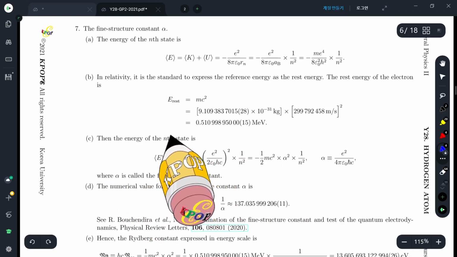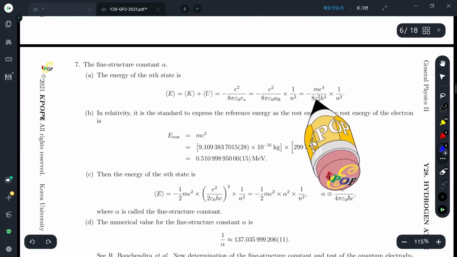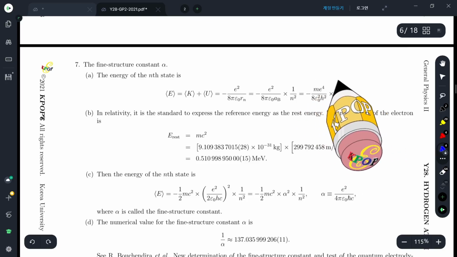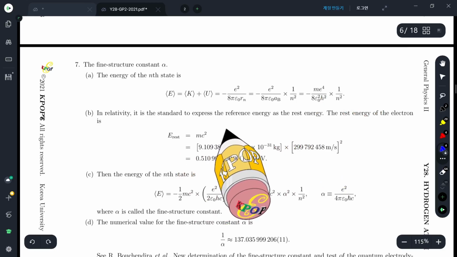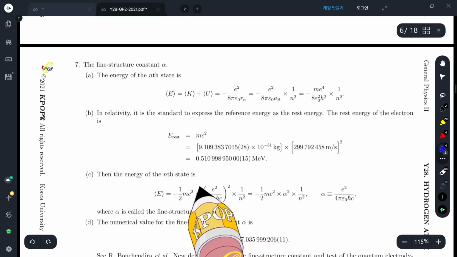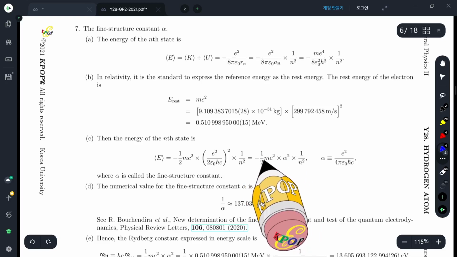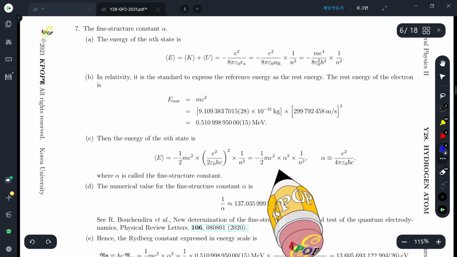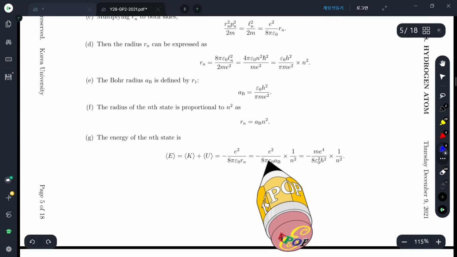Then the energy of the nth state is based on the previous formula we just obtained from Bohr's model. We'd like to rescale this energy in terms of the rest energy of the electron. That means we pull out mc squared as an overall factor. Minus 1/2 mc squared is the unit we use, because minus 1/2 comes from the virial theorem.